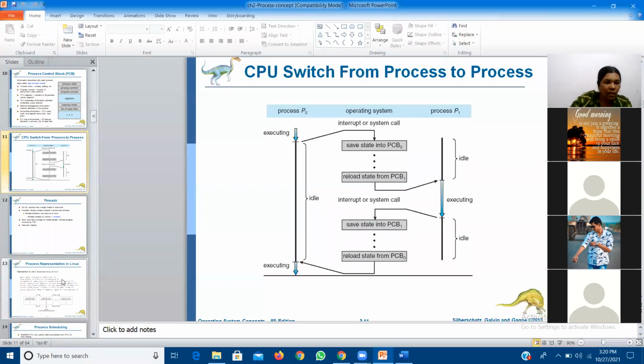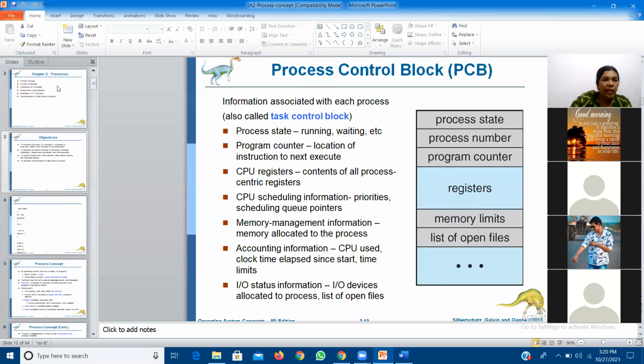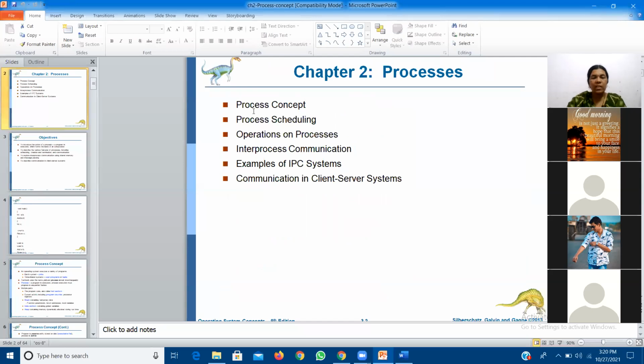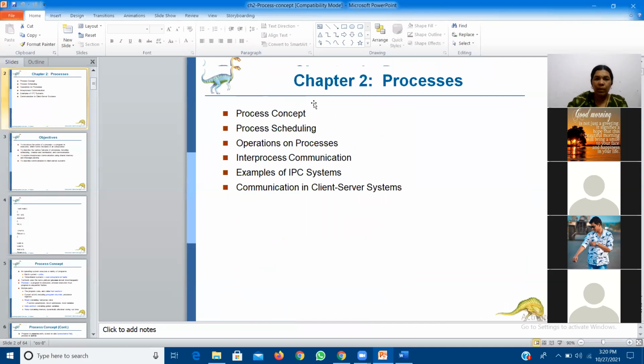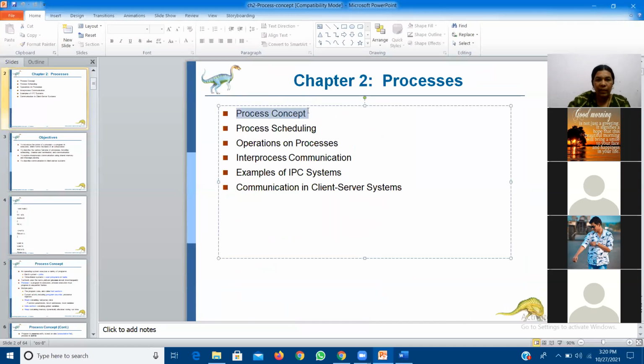So we discussed the total points under process concept. We discussed the first point, that is process concept. Under process concept, we discussed the definition of process, then the difference between process and program, then the concept of process state, then the concept of PCB, process control block, and at last the concept of context switch. So these many points we discussed under process concept.